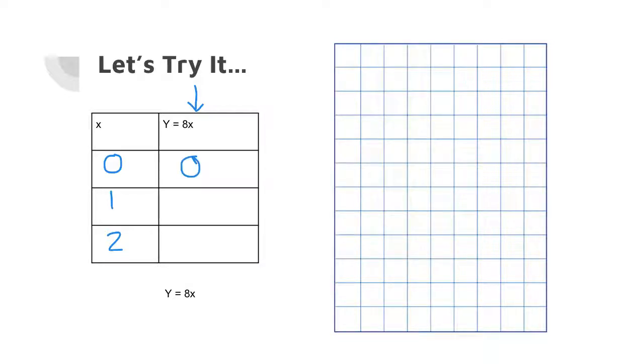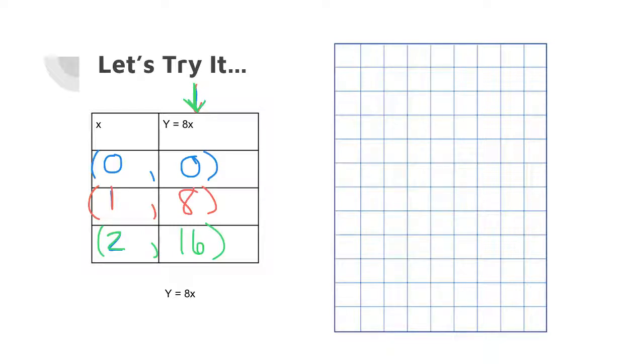0. And that just created an ordered pair. If I replace the x with a 1, that means I have 8 ones, or 8 times 1. I now have the ordered pair 1, 8. And if I replace the x with a 2, that means I have 8 twos, or 8 times 2. So my ordered pair would be 2, 16. So now I have 3 ordered pairs.